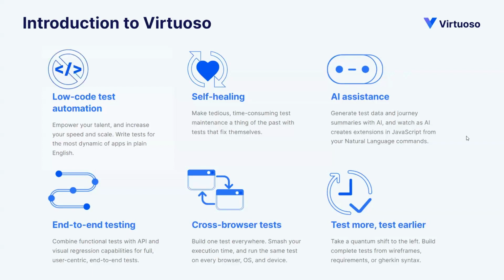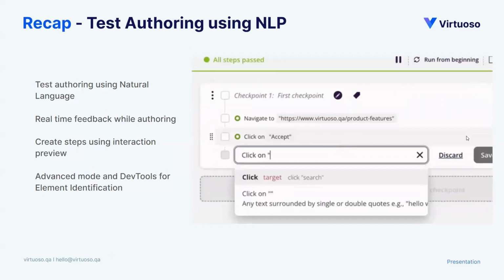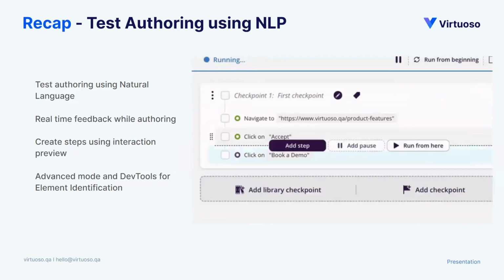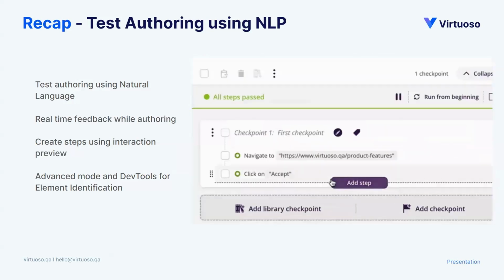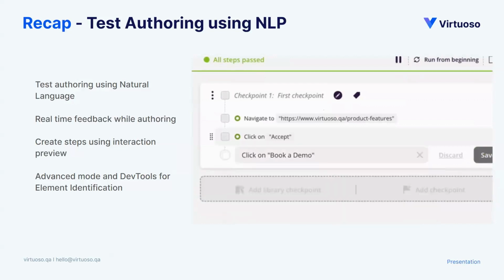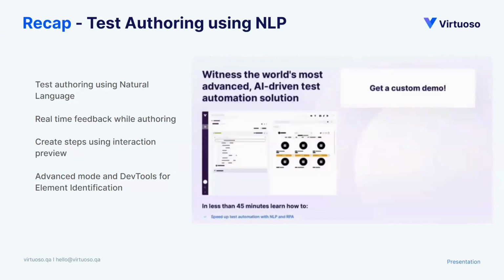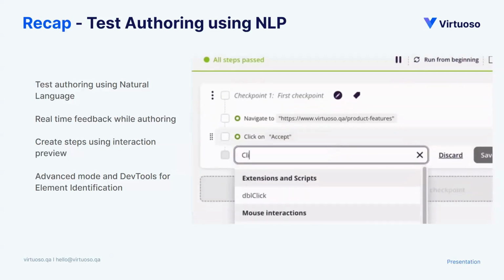So first things first is how this works. How does Virtuoso do its thing? How does anyone get onto the platform and get automating? Now, the main requirement is an understanding of the English language, because all the commands that we've generated for the platform or designed for the platform rely on that.